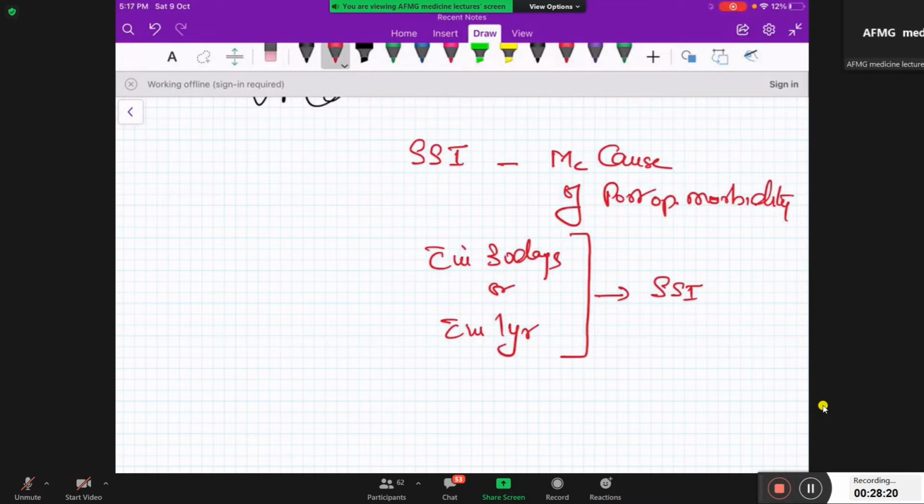And if the implant is not there, the definition of surgical site infection is if the wound is getting infected within 30 days.